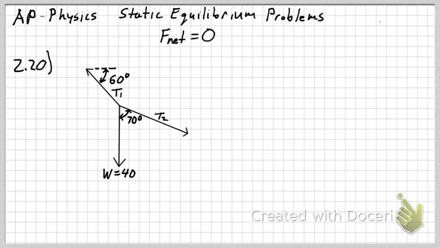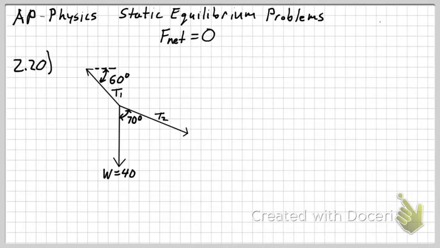This is on the static equilibrium problems assigned. This is number 2.20, and I've started out with the free body diagram. I have a 40 Newton weight suspended by two cables in a kind of weird little configuration here. And we want to solve for the tensions in the cables.